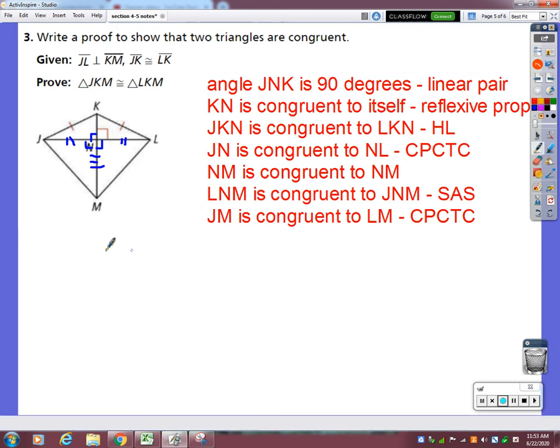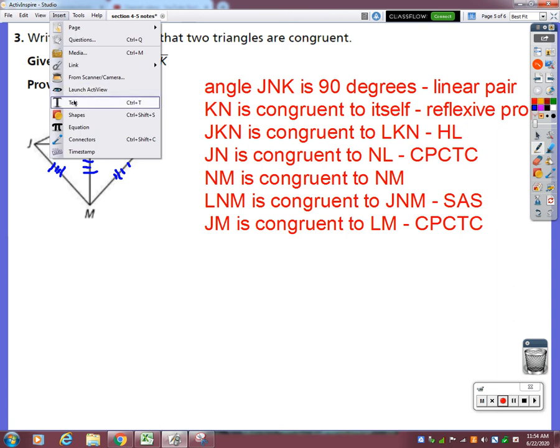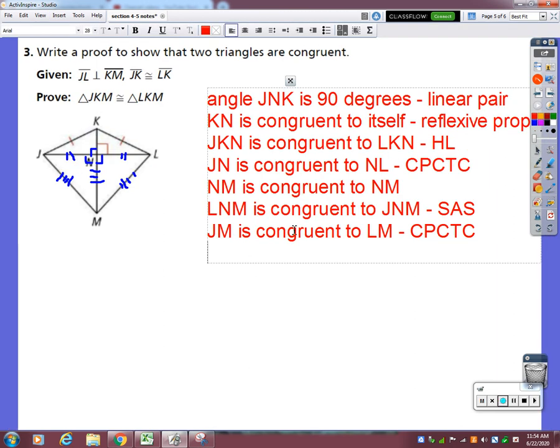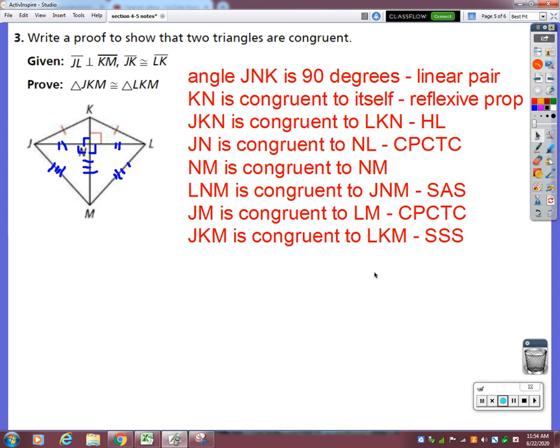So now I know that this side and this side are the same. This is the same as itself. So we'll call her good and say that the two triangles that we were asked to prove congruent are congruent. JKM is congruent to LKM, and that is by side, side, side. Okay, donezo. So that was kind of a mess, but proofs happen sometimes.